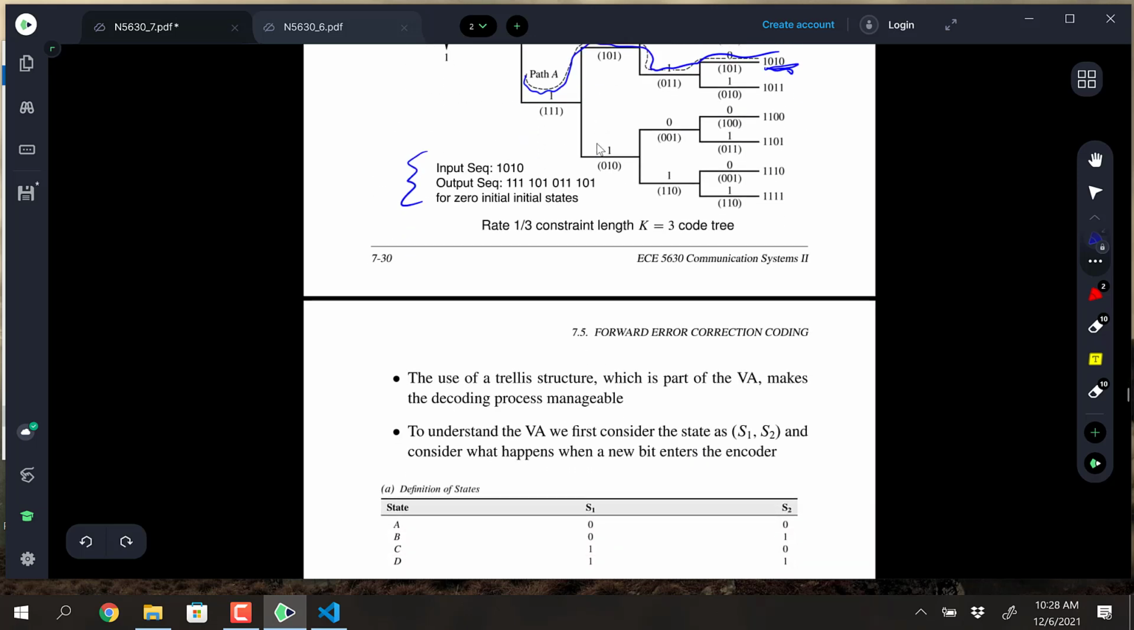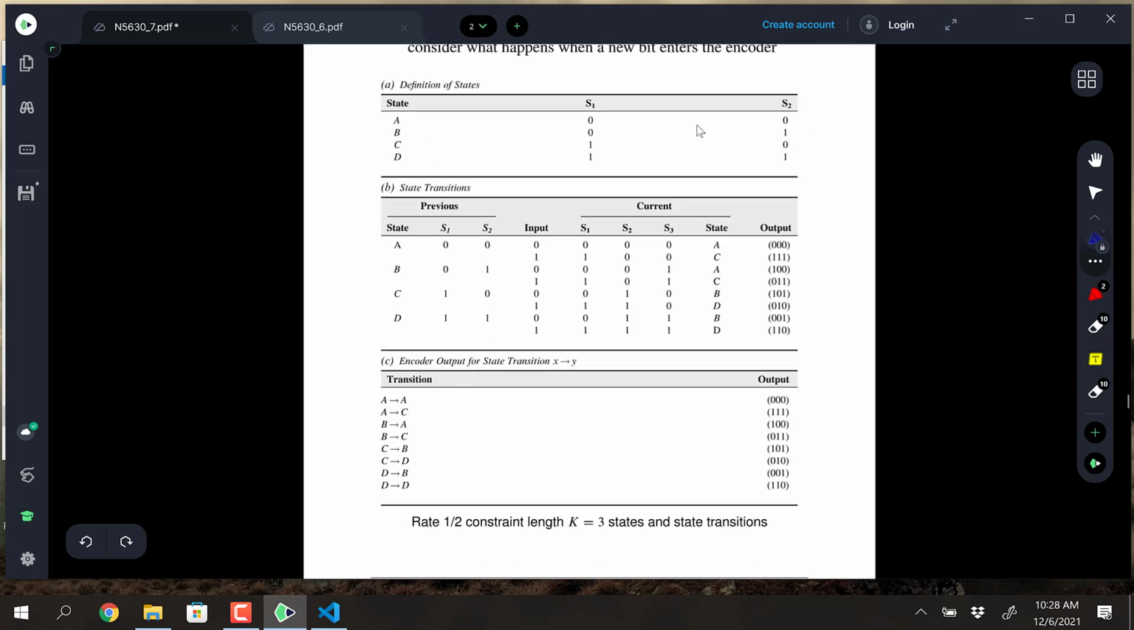So when you have the states, you're going to say what are the states of those registers, and you've got 4 different values for this particular trellis. So it's always going to be 1 less than the number of shift register elements that will define your states.